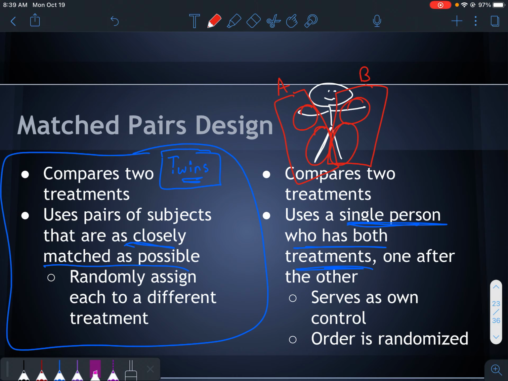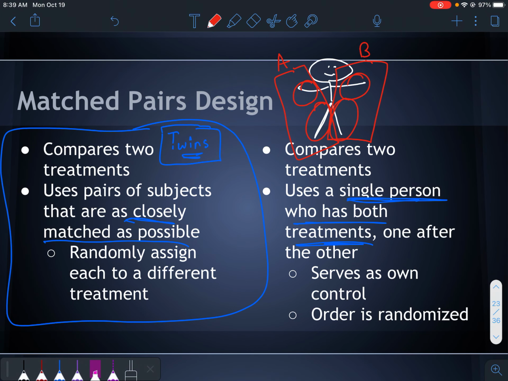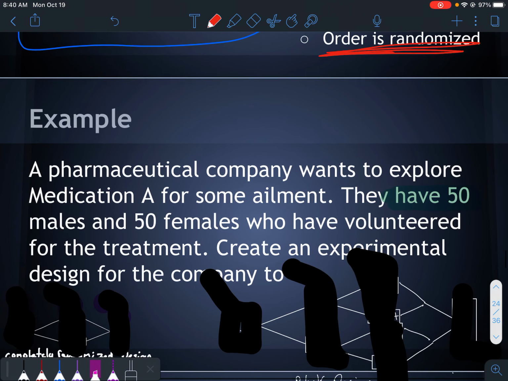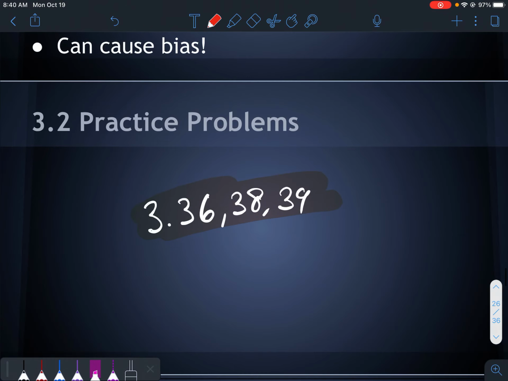But within that, you could also talk about bug spray: compound A on arm A and compound B on side B. So you serve as your own control. Now, the order is randomized once again. We don't know which is going on which, for bias purposes, so the order is going to be randomized.